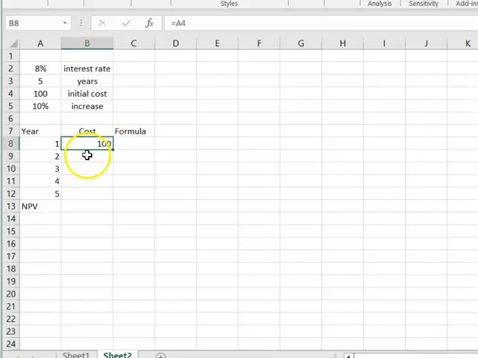And so the formula is here. You can see it. I'm not going to type the formula here. And here, when we want to calculate the cost for the next year, it would be this: B8 times 1 plus the increase.